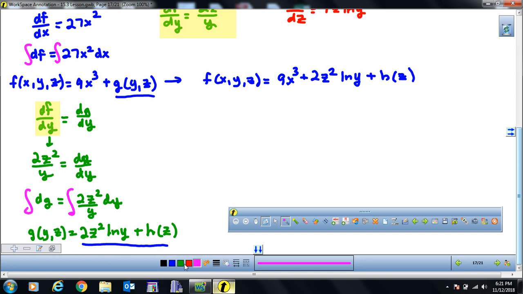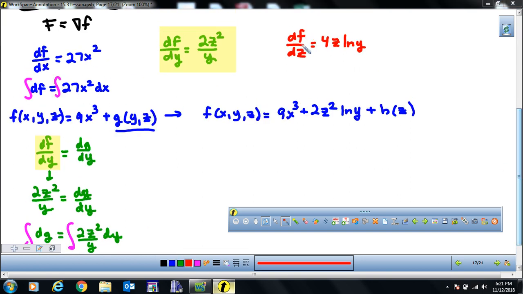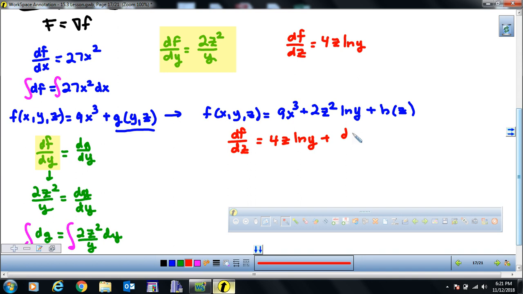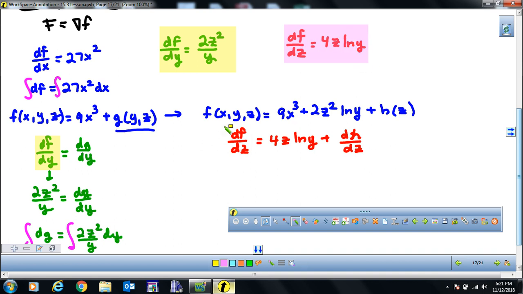So to find out if it is a function of z, we need to use the third condition. We need to get the derivative of this potential function with respect to z to use this third condition. So the derivative of this function with respect to z equals, this one is going to be 0. The derivative of this with respect to z would be 4z natural log of y plus dh with respect to z, the derivative of this function h with respect to z. And you see that we can evaluate this. df over dz equals 4z natural log of y, so we can substitute it here.